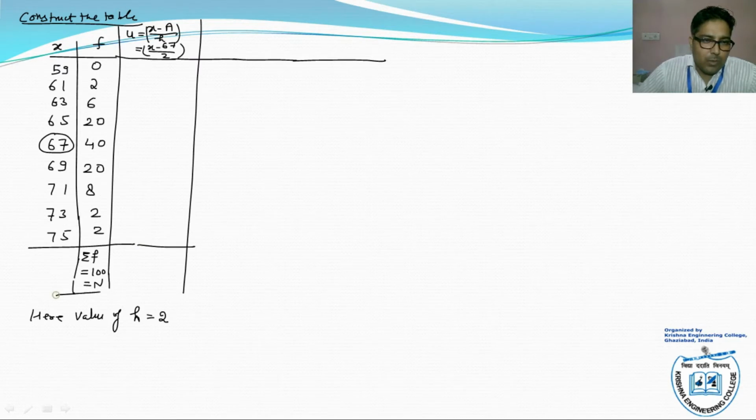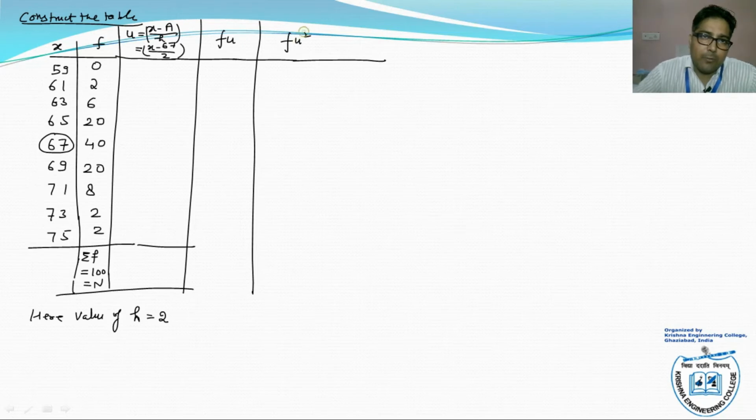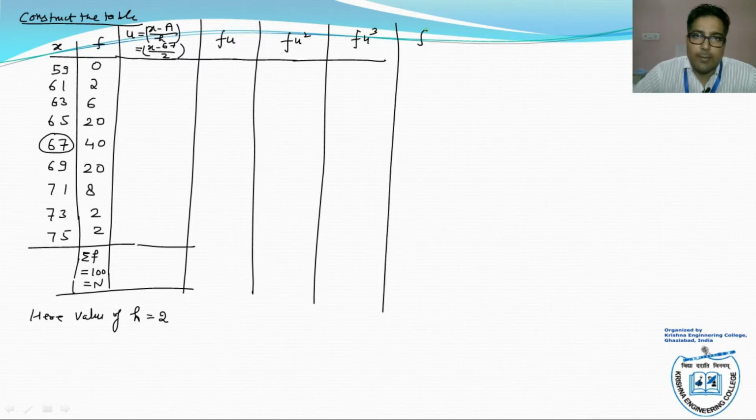And next find the column corresponding to fu, and next find fu square, and next fu cube, and next fu 4.